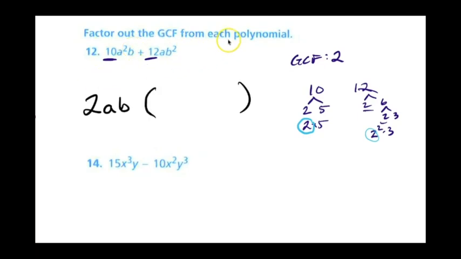Let's factor it out. Factoring is just dividing. We're going to divide this by what I factored out. 10 divided by 2 is 5. I had 2 a's. I took 1 out. There's only 1 left over. And all the b's canceled out.